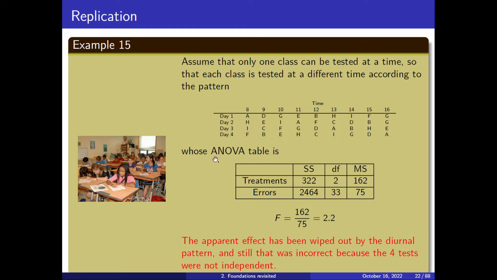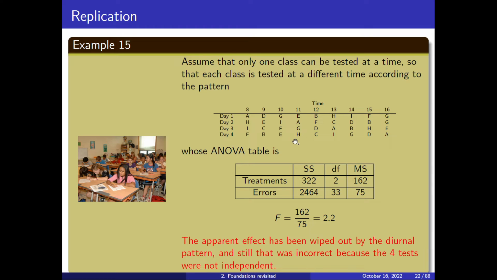Now let's say that you have only one room to do the test. Whenever you want to have an exam, you have to move the class to this room so that they can take the exam, and then you distribute the 9 different classes along the 4 days and the teaching hours. So on the first day, class A will do the exam at 8, then class B at 9. So you see that the sequences are pretty random, which is good.